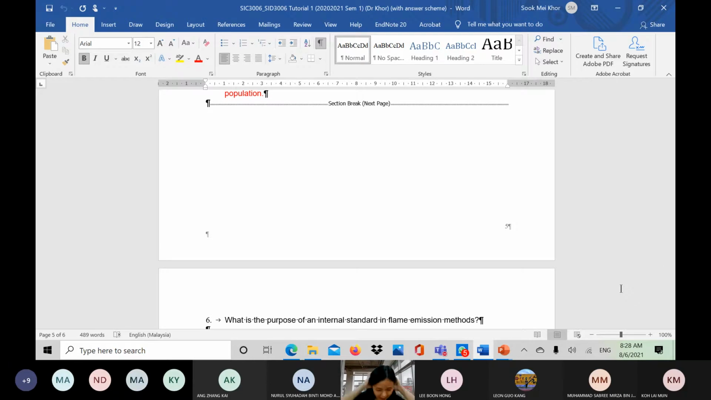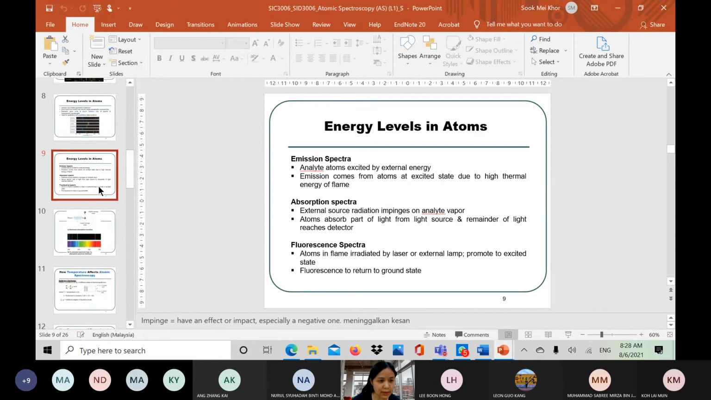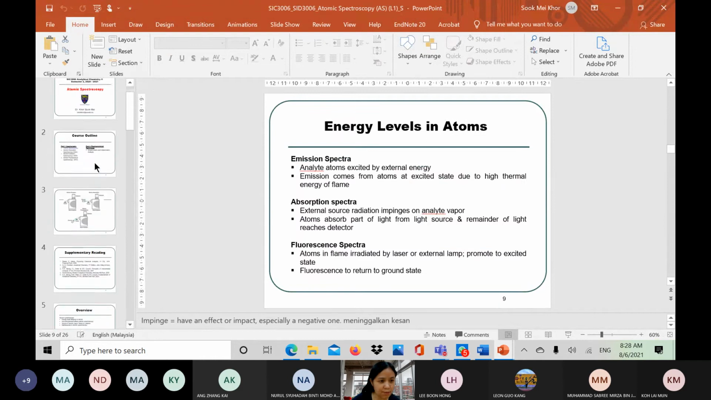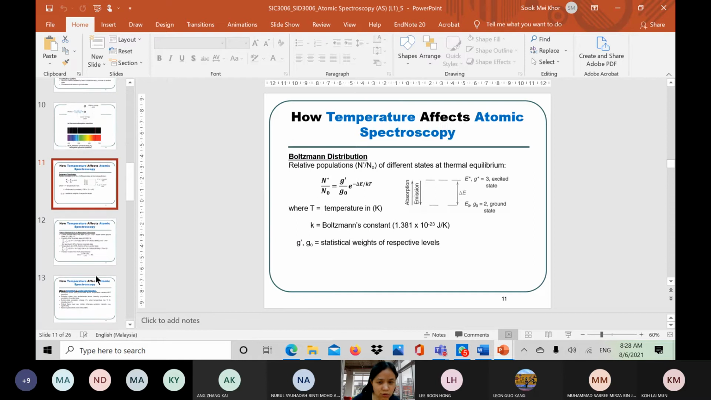So as we discussed, we know that in flame AES, flame is very unstable as compared to inductively coupled plasma. Flame unstable, so the temperature is unstable. So as we learn from this Boltzmann distribution, what we learned, let me go to the Boltzmann distribution.